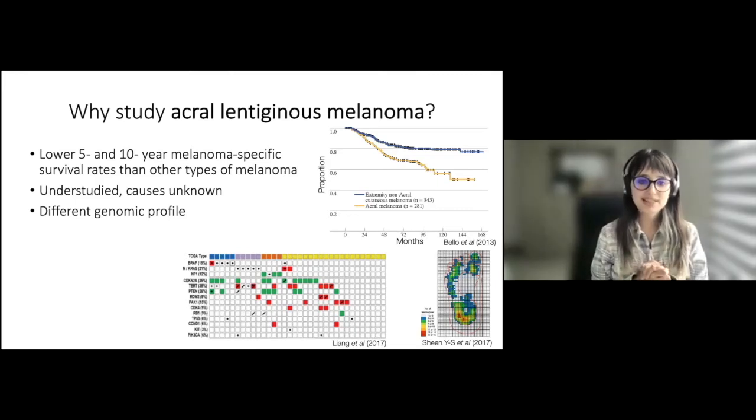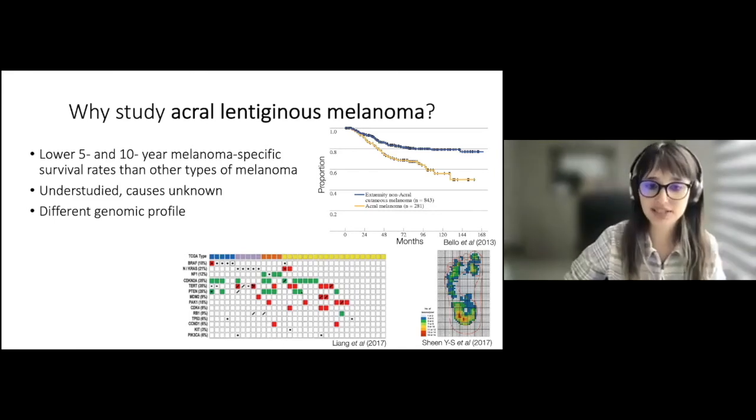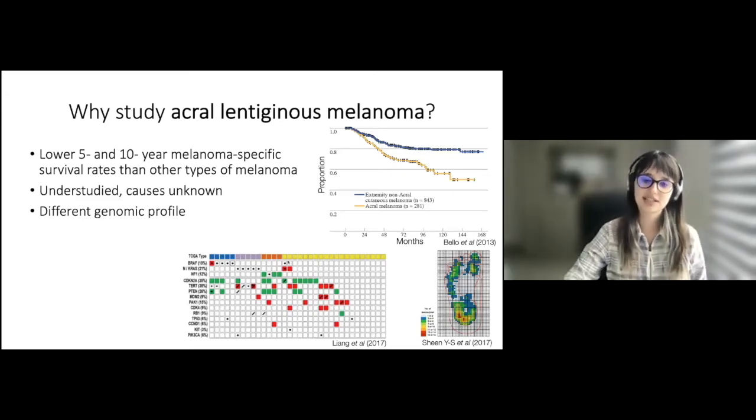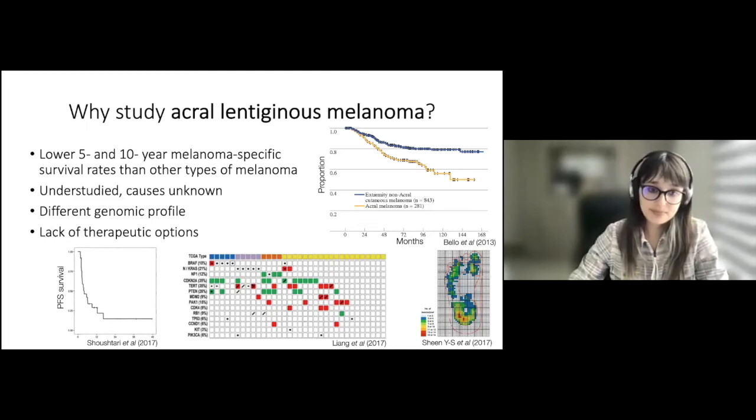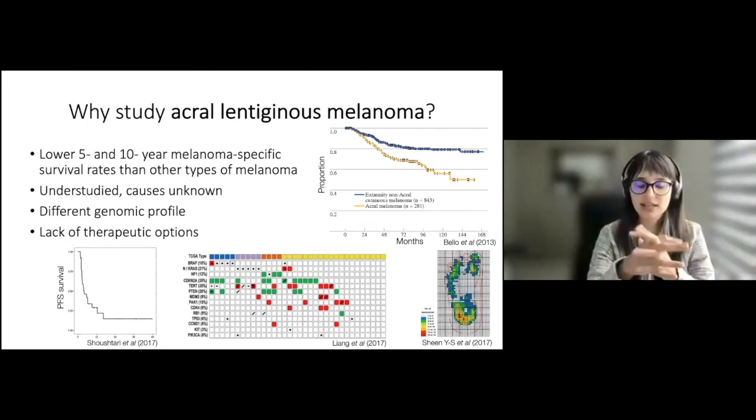Then it also has a different genomic profile. I showed you before the TCGA study with their oncoplot, and if you see the same graph here for another study with a number of acral melanomas, then you see that these BRAF, RAS, and NF1 mutants are less than 50% of the population of tumors, and more than half do not have mutations in those genes. Therefore, it means that it has a different genomic profile, and there are other different genes that are driving its growth. And finally, because of all this lack of knowledge, there is also a lack of therapeutic options.